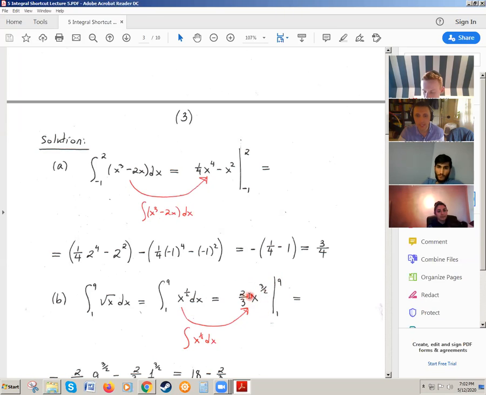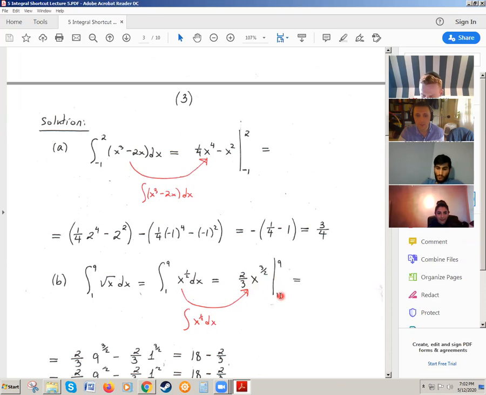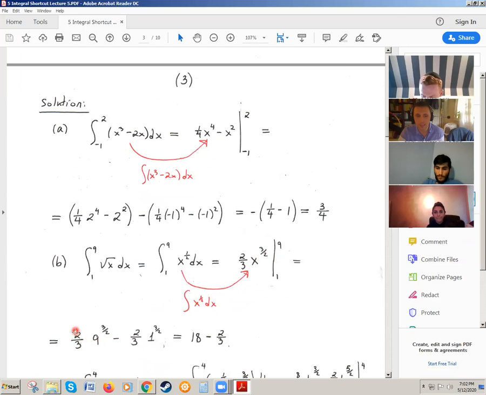And then I plug in 9 and I plug in 1. So plugging in 9, it's 2/3 multiplied by 9 to the 3/2. 9 to the 3/2 is the same as 3 cubed. And because I divide by 3, it's now the same as 2 times 3 squared, which is 18.